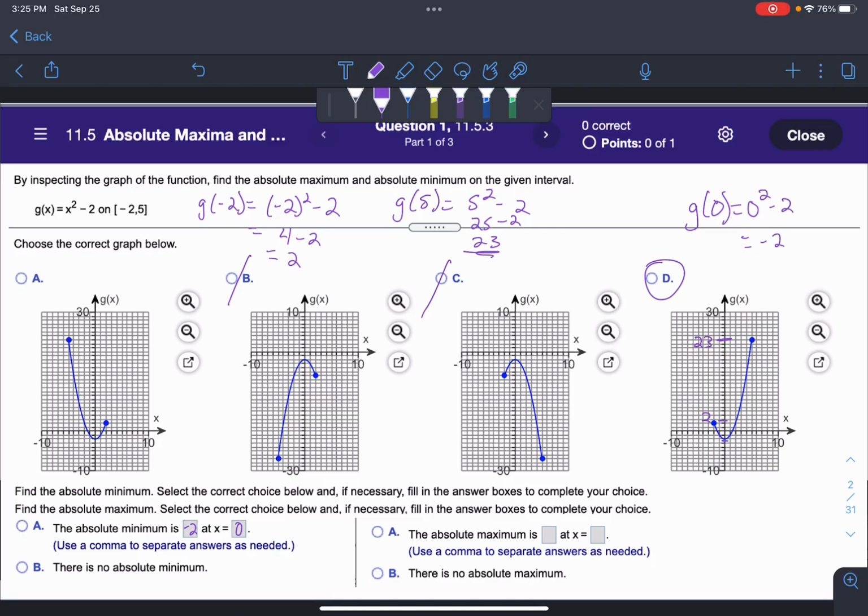And then going back to our graph for absolute maximum, that's the highest value, or the largest value my function takes on within this interval, and that's up here. We found that point from plugging in the right endpoint, so this is 23. And so again, the absolute maximum, this is our value of 23, and this occurs at x equals 5.